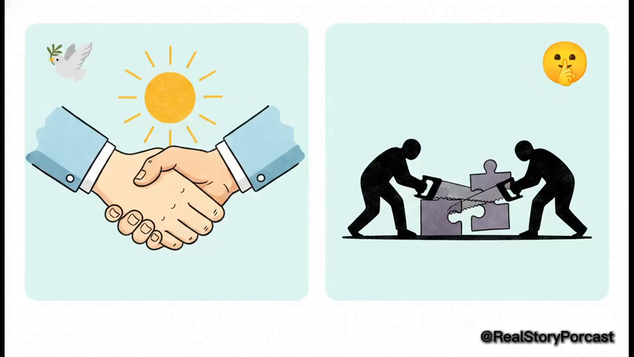Now, what's really interesting about this pact is the stark contrast between its public face and its private reality. On the surface, the Molotov-Ribbentrop Pact was a 10-year non-aggression treaty between Nazi Germany and the Soviet Union. The world thought these two massive powers had actually agreed to peace. But the terrifying truth was hidden in a secret protocol.